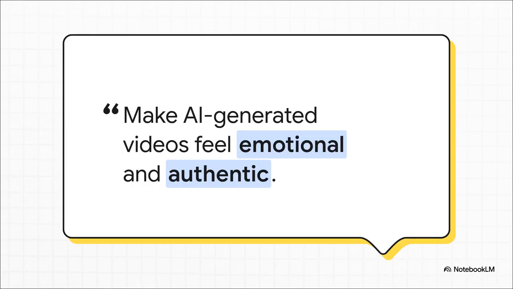I want to leave you with this single, powerful directive. Make AI-generated videos feel emotional and authentic. This isn't just a suggestion. This should be your guiding light for every single creative choice made throughout the generative pipeline. Whenever you're stuck on a prompt, adjusting a lighting slider, or choosing a music track, just stop and ask yourself, is this choice making the output more emotional? Is it making it more authentic?